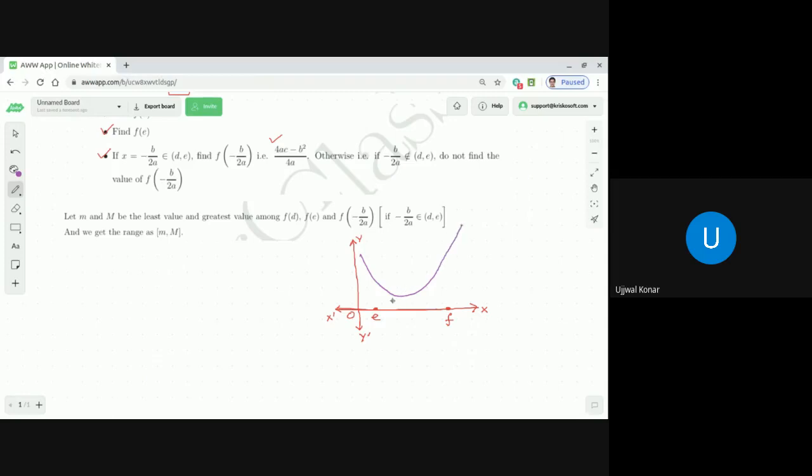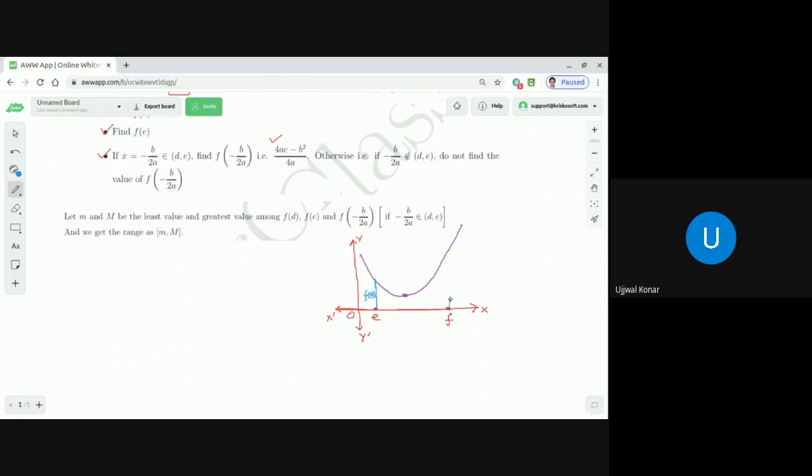And here what will happen is that minus b by 2a, f of minus b by 2a is between e and f, na? So we need to find all the three values. The first value, if I draw in a different color, that is f of e, correct? That is fe.